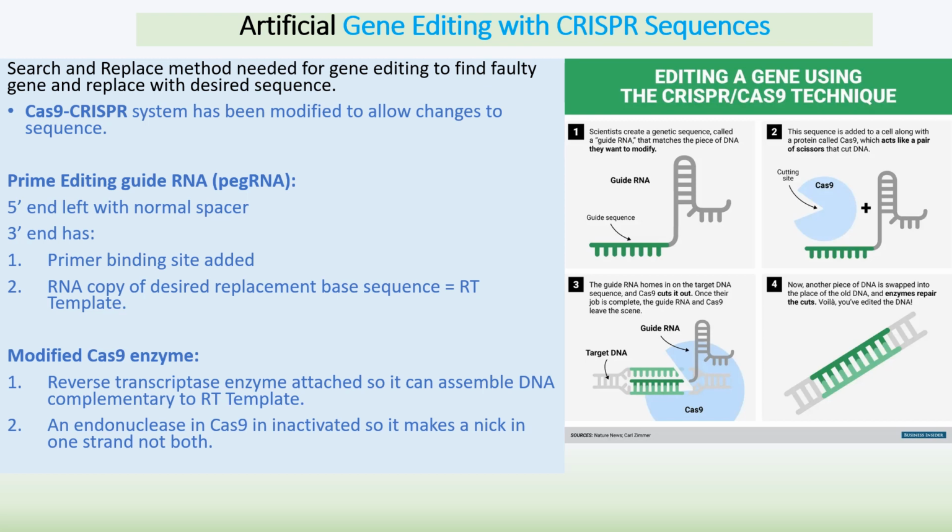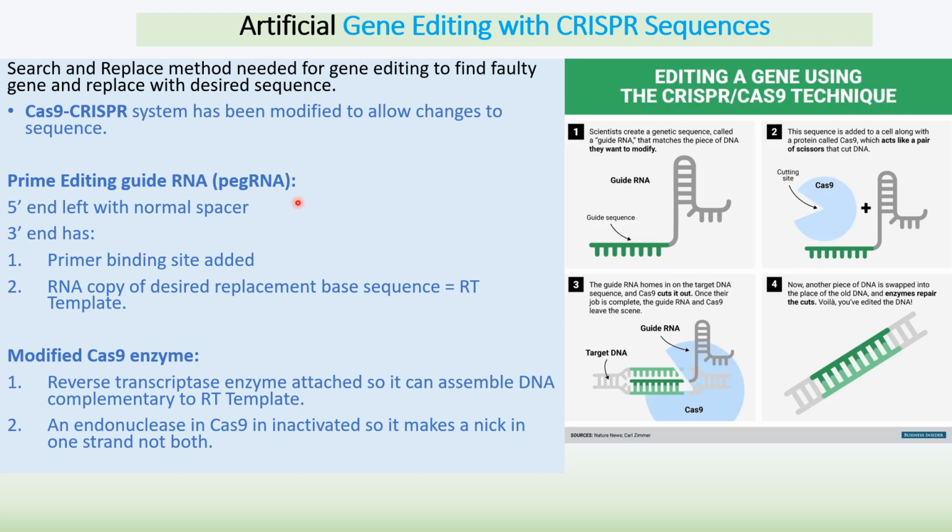We can use artificial gene editing as a result. So what we can do is search for the required genes we just described, and use gene editing to find faulty genes and replace them with a desired sequence. So what we can do is basically modify the Cas9 CRISPR sequence to allow change to this sequence. So how have we adapted it? How do we change it?